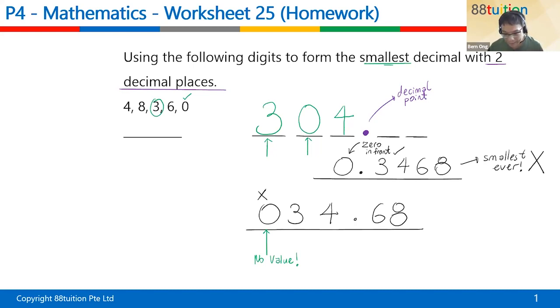And the last two digits, how? You have a 6 and an 8. So 6 is the one that is smaller, you see? So obviously the 6, the smaller one, you put here, and the 8 you put down here. Correct or not? So this is the answer.